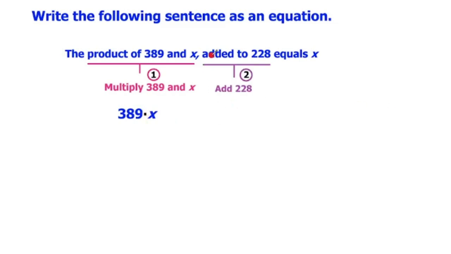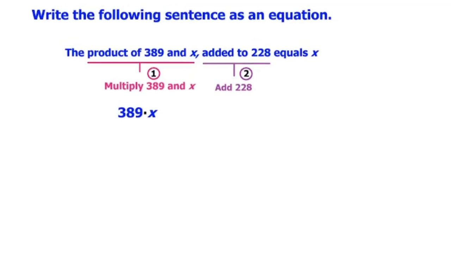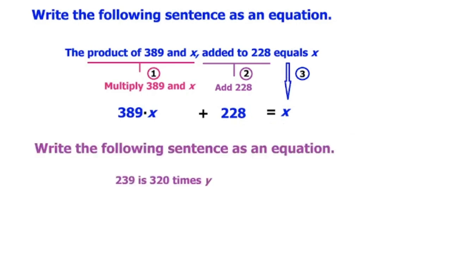Now this one says added to 228. So that's our next one, is we add 228. So let's do that. Add 228. And then finally, over here it says equals x. So that's our third step, equals x. So now we've done it. So 389x plus 228 equals x.